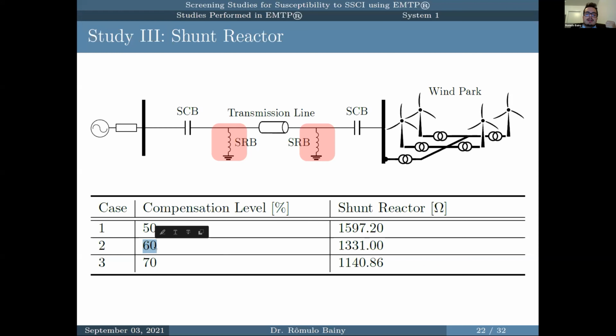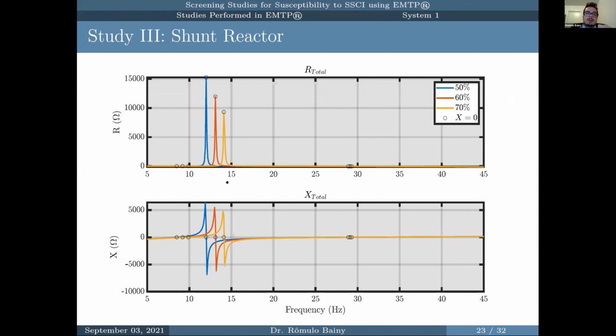I want to remind you that this line was designed to operate with a 60% compensation level. And the results that we got are these 3 curves here. So the blue one is for 50% compensation, the red one is for 60%, and the yellow one for 70%. So again, when we change the shunt compensation level, when we increase it, this resonance point and the other ones too slightly move to the right.